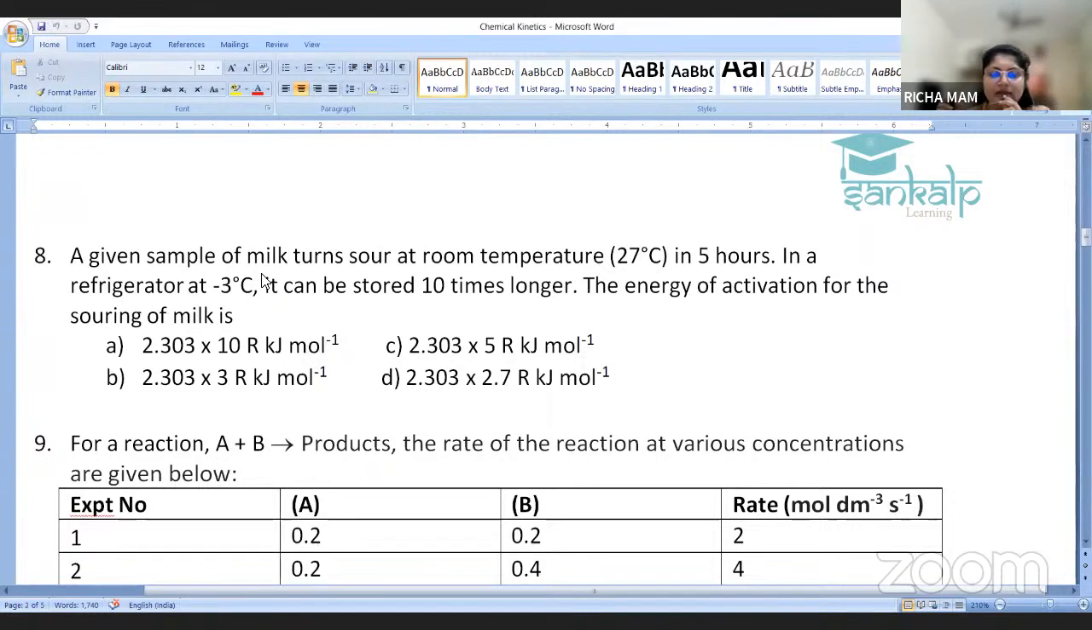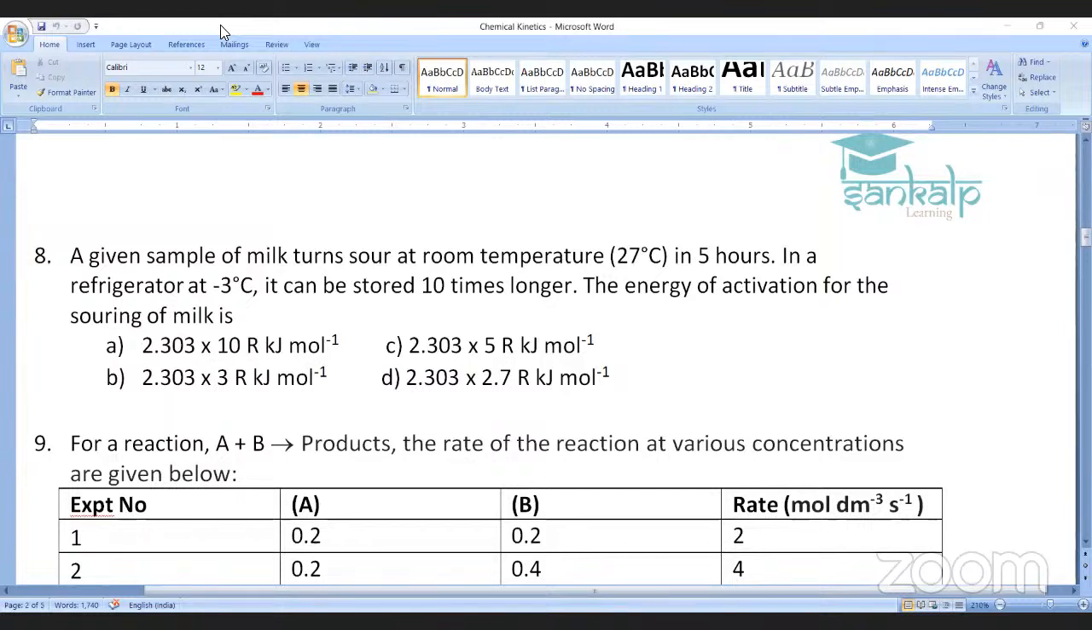A given sample of milk turns sour at room temperature in 5 hours. In a refrigerator at minus 3 degrees Celsius, it can be stored 10 times longer. The energy of activation for the souring of milk is, and these are the four options given. So the given milk gets sour at room temperature in 5 hours, and in a refrigerator at minus 3 degrees Celsius it can be stored 10 times longer. So what will be the energy of activation for the souring of milk?